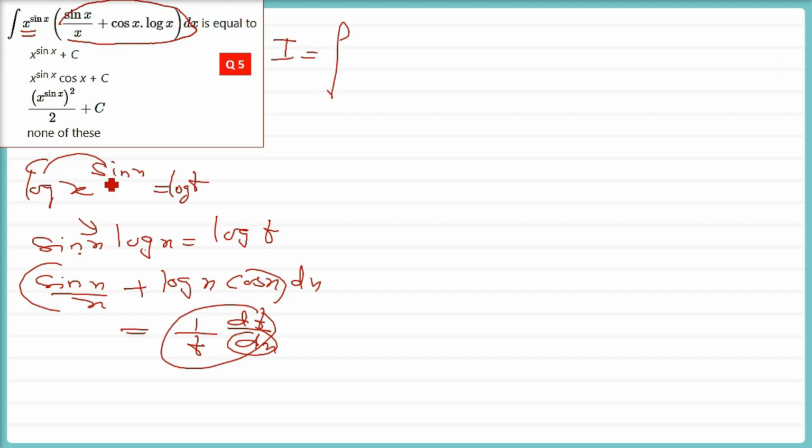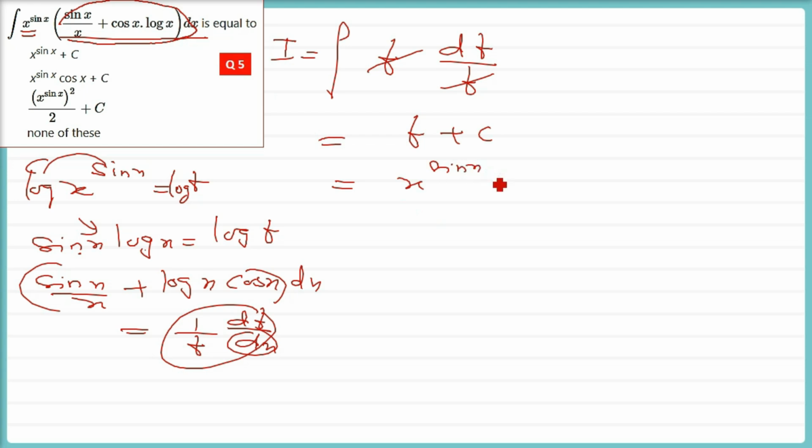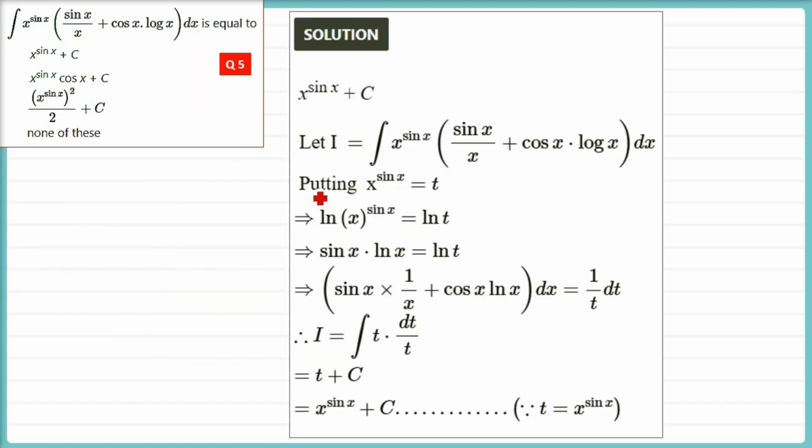x raised sin x was already taken as t, if you remember. And from here to here it will be dt by t. So just write dt by t here. The t gets cancelled. Only the integration of dt has to be done, which is t plus c. Initially t was taken as x to the power sin x. x raised sin x. So this is your answer. You can just choose which one is the correct, which is the first one in this case. So this is how it will be done.